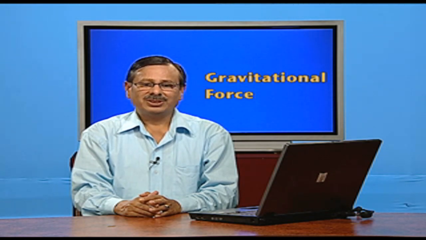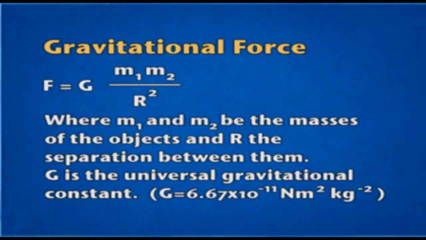In terms of mathematics, this force is directly proportional to the product of the masses and inversely proportional to the square of the distance. To make the equivalence, we use a constant known as the gravitational constant, and the value of this gravitational constant is 6.67 × 10^-11 Newton meter square per kilogram square, and it is universally constant. That is why we call it a constant.